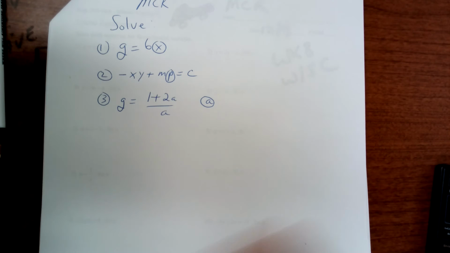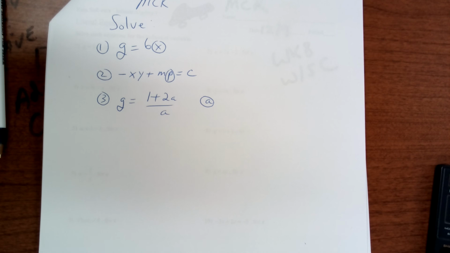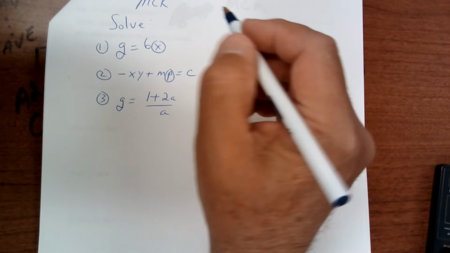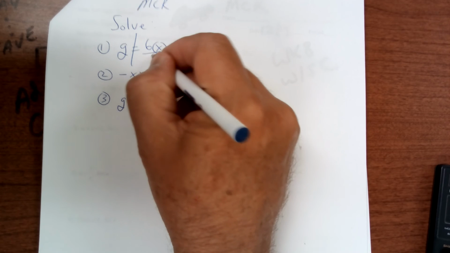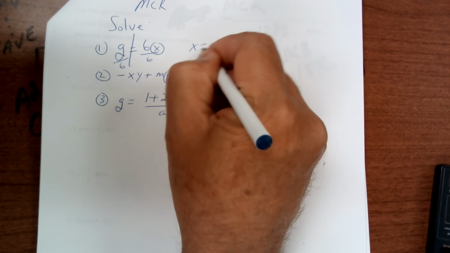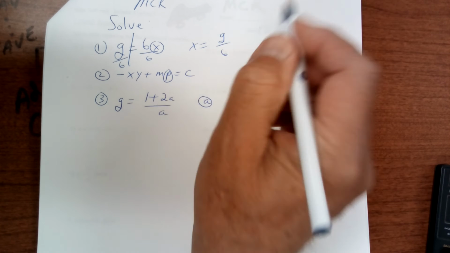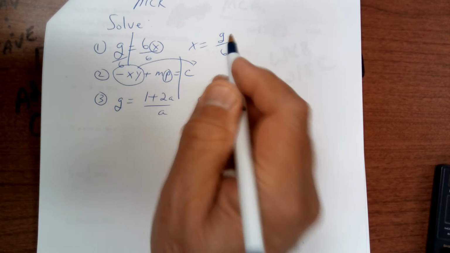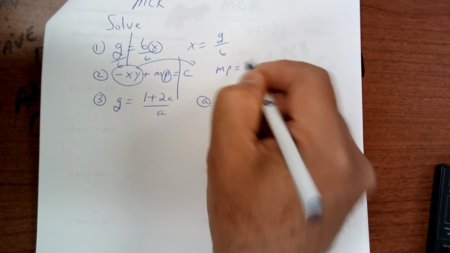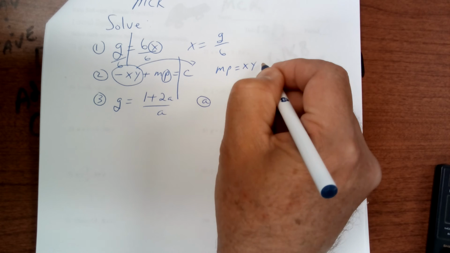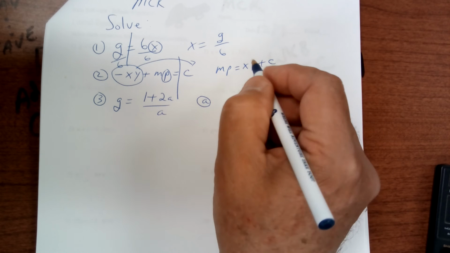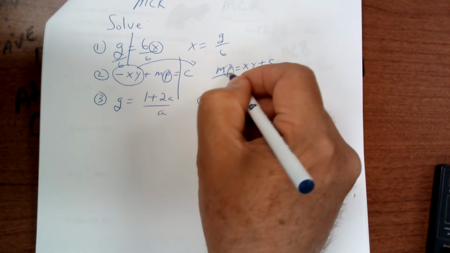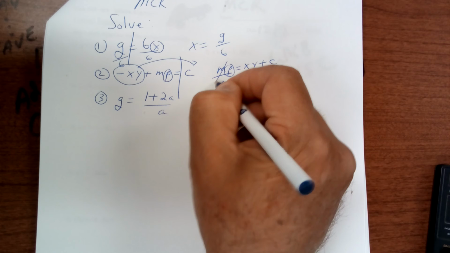MCR. All right, so for MCR class right here, you have to solve this for the given value. So in this one, you're going to divide by 6. So you're going to get x equals g over 6. This one, you're going to draw your line, and you're going to move this to the other side. Remember, the sign changes, so that becomes a plus xy plus c. And then you're looking for p, so you want to divide by m. When you divide by m, this is your answer.